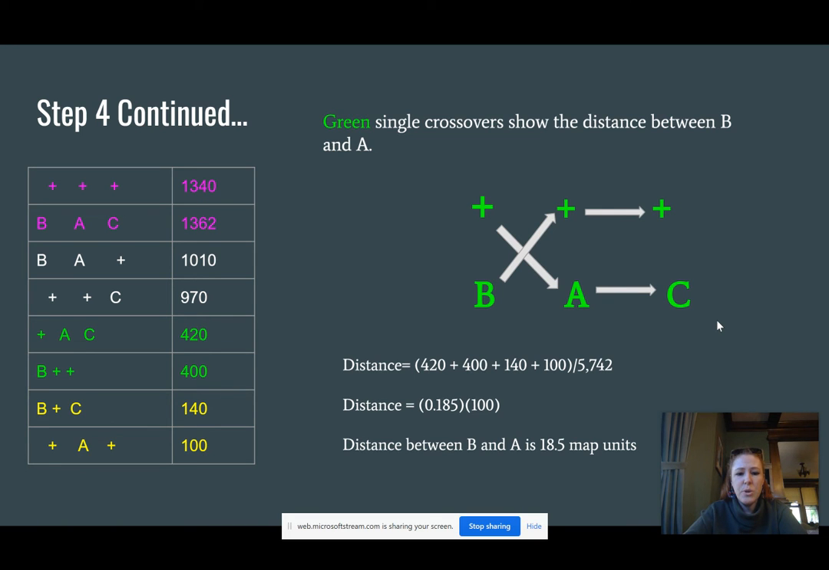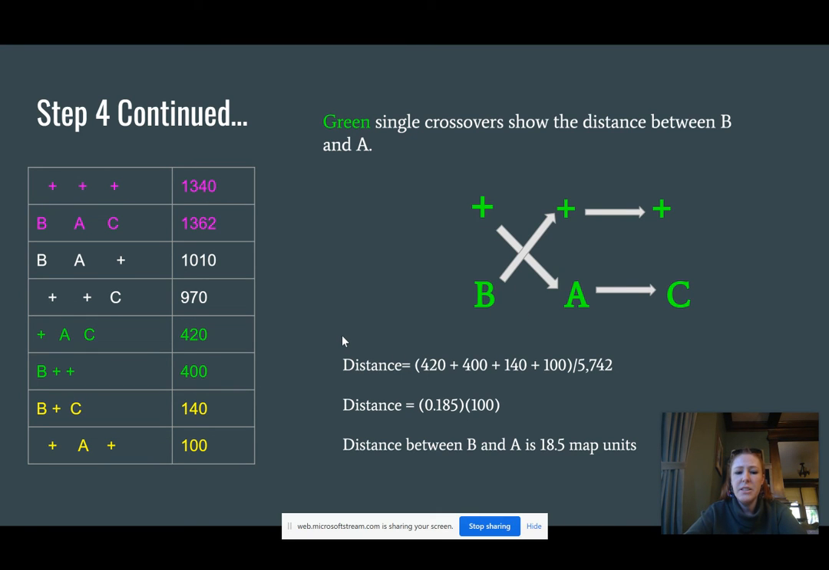In the same way, you want to figure out the distance between gene A and gene B. I'm looking here at this green single crossover. You can see that to get plus AC, you would have to come here and go plus and then cross over to A, and then here's C. In the same way, to get B plus plus, you'd have to go B and then cross over to plus, and then here's the other plus. So we know that when we're looking at this green single crossover, we're looking at the distance between B and A because that's where the crossover is located.